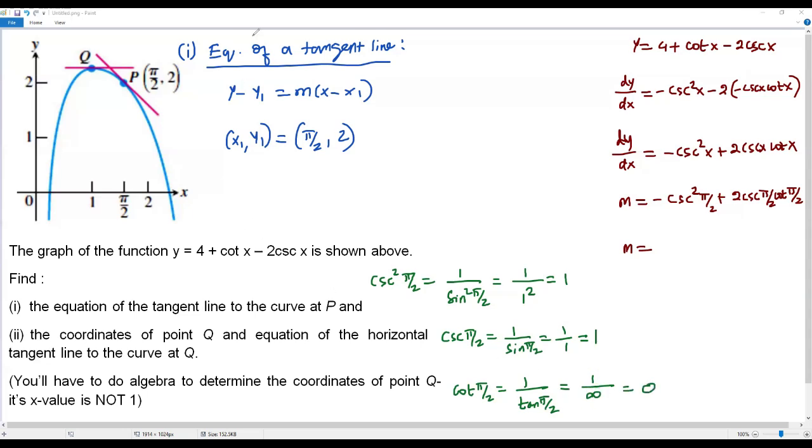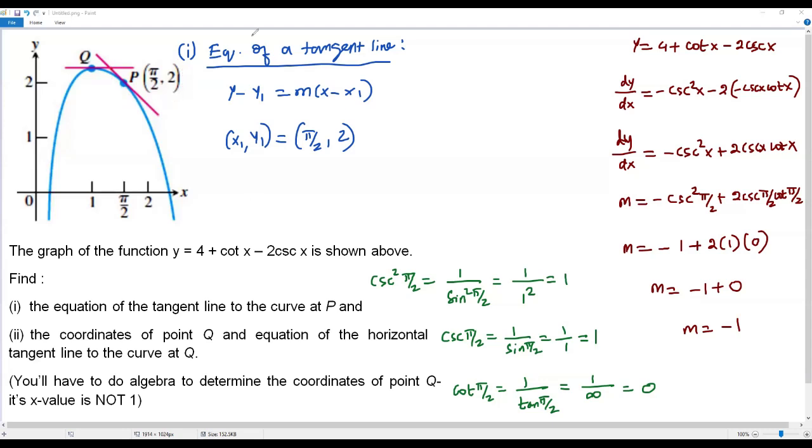So now I got the values: cosecant squared pi over 2 is 1, cosecant pi over 2 is just 1, cotangent pi over 2 is just 0. Now let's plug in the values over here. For cosecant squared pi over 2, we plug in 1. Positive 2 times cosecant pi over 2, which is 1. Cotangent pi over 2 is 0. So m is equal to negative 1 plus 2 times 1, which is 2, plus 2 times 0, which is 0. So finally, I'm getting the slope of the tangent line, negative 1, at the point P.